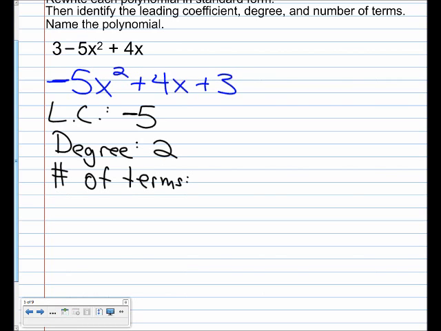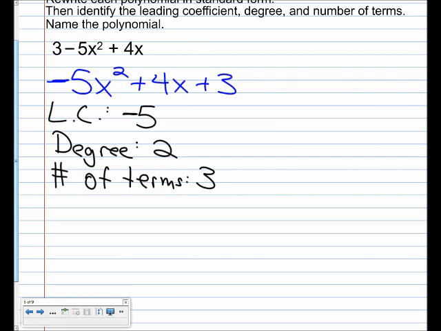How many terms are here? Carolina, how many terms are in this polynomial? -5x squared is a term. 4x is a term. And 3 is a term. So how many is that? It's 3. Very good.